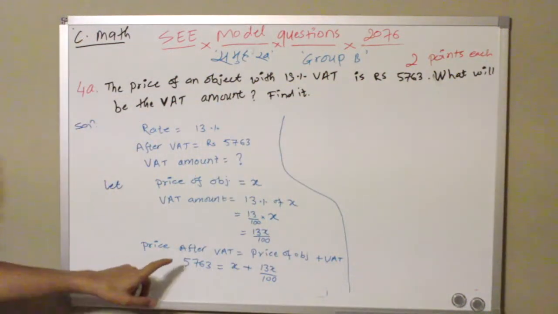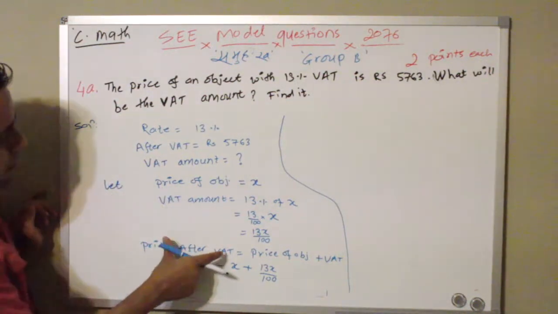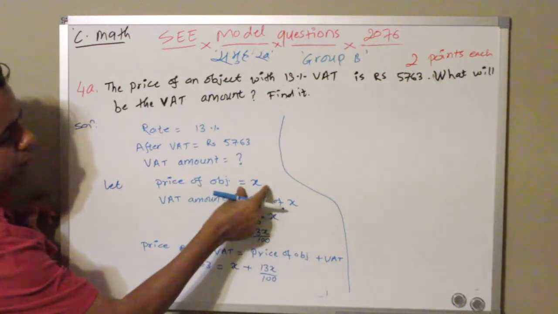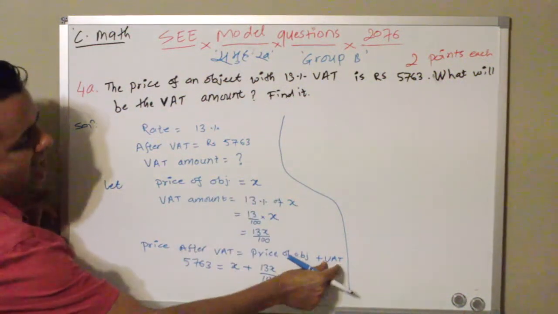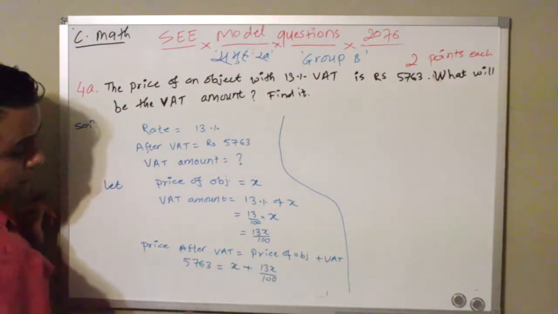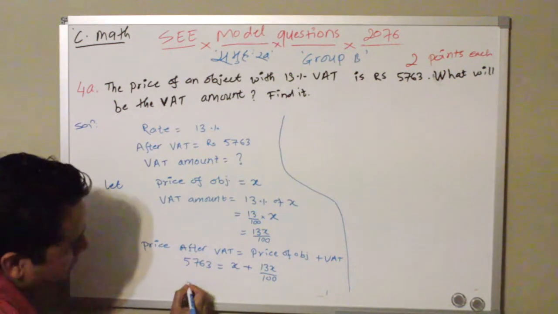I just substitute the value of every variable. The price after the VAT we have given down here, the price of an object we assumed here, and the VAT we calculated here. Substituting all those values, I got this. So let me write down one more line here.